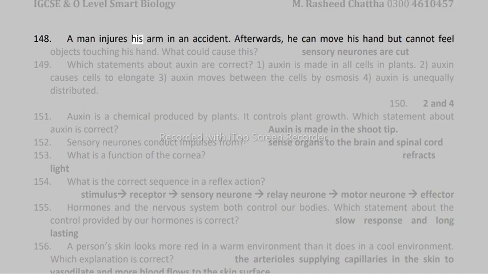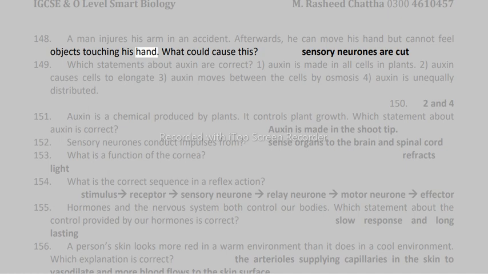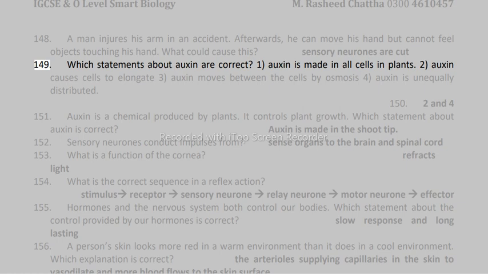148. A man injures his arm in an accident. Afterwards he can move his hand, but cannot feel objects touching his hand. What could cause this? Sensory neurons are cut.